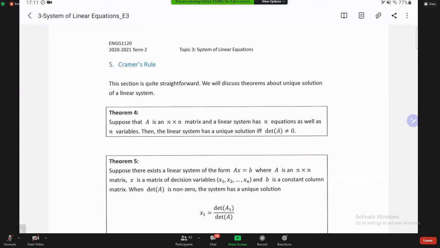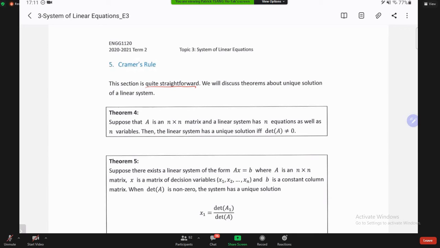Let's take a look, page 22. I would say this section is quite straightforward because I will give you the formula, and when you plug in the corresponding values, you will get the job done. But before that, I would like to introduce several concepts. As I mentioned, if there is a unique solution, we can apply Cramer's rule. But how to guarantee a unique solution for a system? Theorem 4 will be the answer for you.